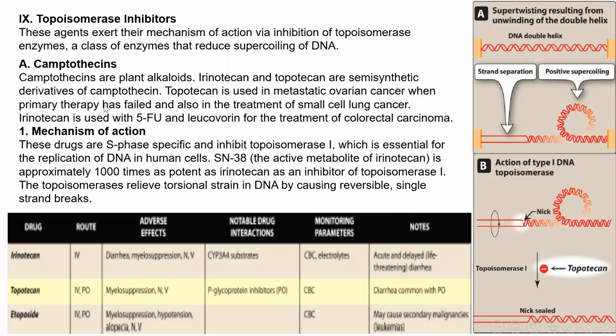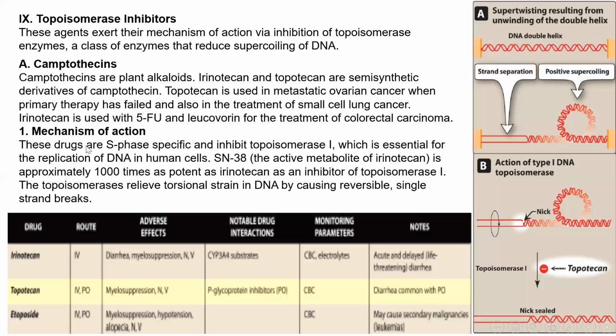The first agent in this class, we have camptothecin, and this is the original drug. Then we have two derivatives that originated from this alkaloid, irinotecan and topotecan. Topotecan is now used to treat metastatic ovarian cancer when the primary therapy is not very effective. And irinotecan is now used in combination with 5-FU, 5-fluorouracil, and leucovorin to treat colorectal cancer.